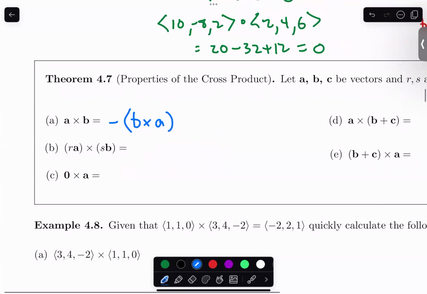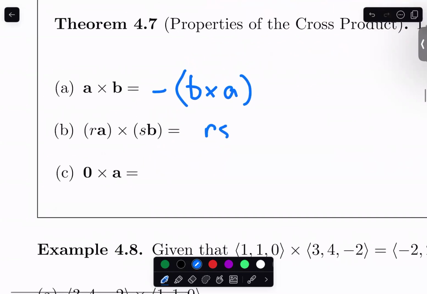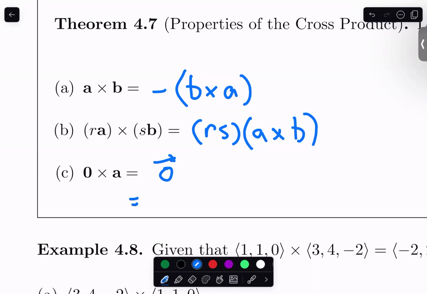Besides this, everything works out for the cross product in terms of our favorite multiplication rules. So for instance, we have associativity. You could go ahead and break out these scalars R and S, and then do your cross product. 0 times our vector is in fact 0. Remember, the output for a cross product is always a vector. So when I say 0, it's the 0 vector, or that's equivalent to, right, 0, 0, 0.